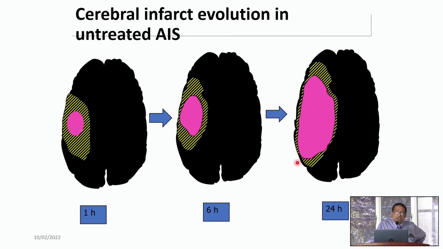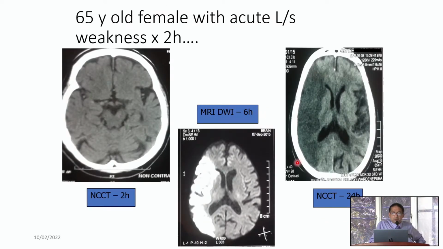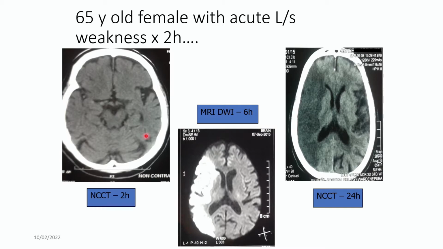So if you see this in a real life situation, this I captured from one of our patients, a 65-year-old patient. This patient presented to a suburban private hospital with acute left-sided weakness for 2 hours. You can see the first CT is quite normal, as Dr. Pradeepan showed. So these are ideal CT for thrombolysing a patient.